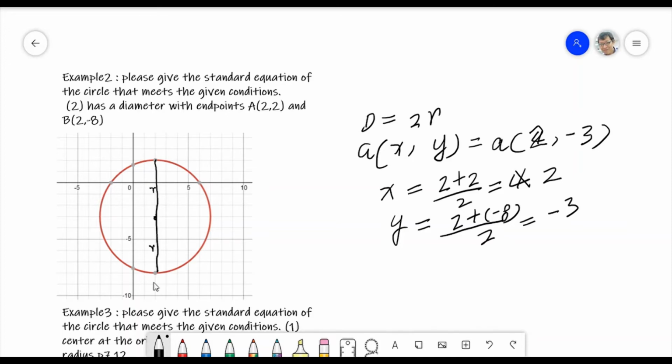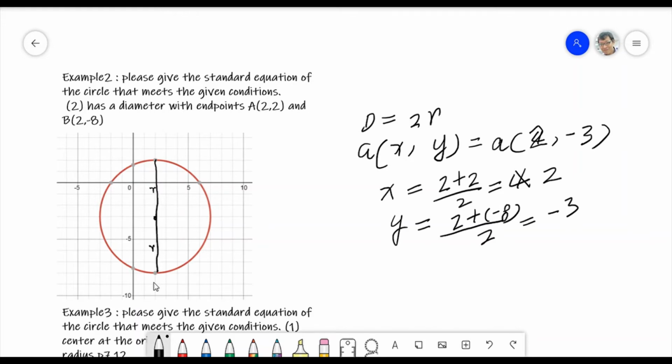Okay, so after the center, we also need to know the radius, right? So radius is equal to what? Radius is equal to half of the diameter, right? So this is what we write here. So let's calculate the diameter first.